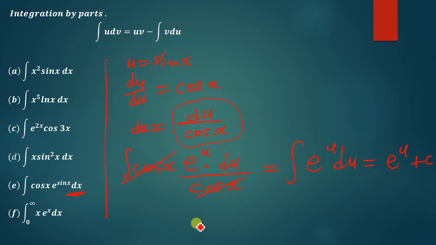So meaning the final answer for this expression is simply just going to be equal to e to the power, of course the value of u there is sine x, so we can replace it back, and then plus c. So this is what we have as our final solution. So let's quickly move on to the last part.